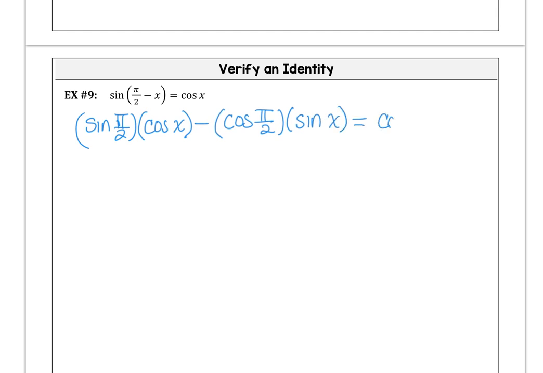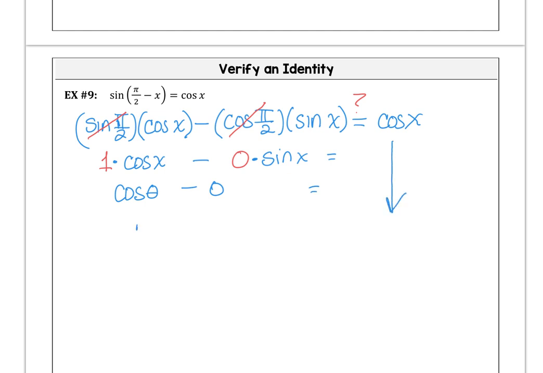We want to know, can that be equivalent to the cosine? We know sine of pi over 2 is 1. 1 times cosine. We know that the cosine of pi over 2 is 0 times sine. So we have 1 times cosine minus 0 is definitely equal to cosine.